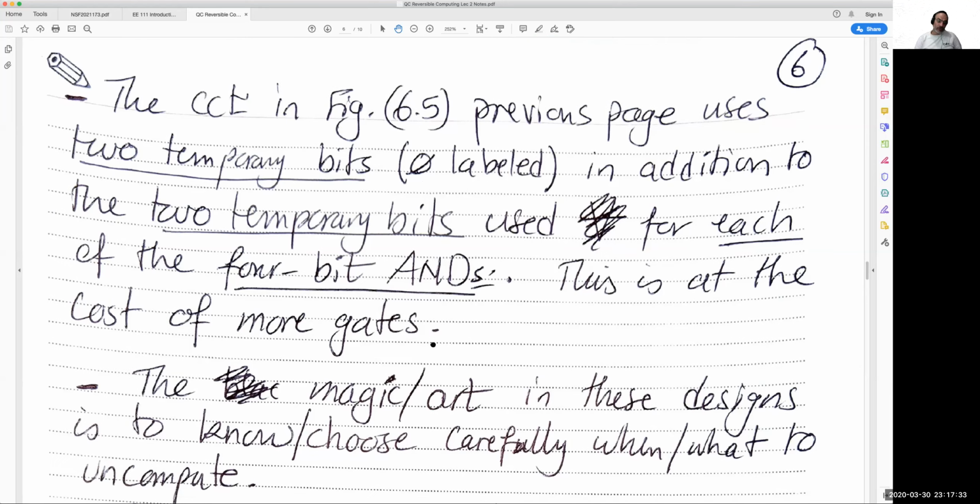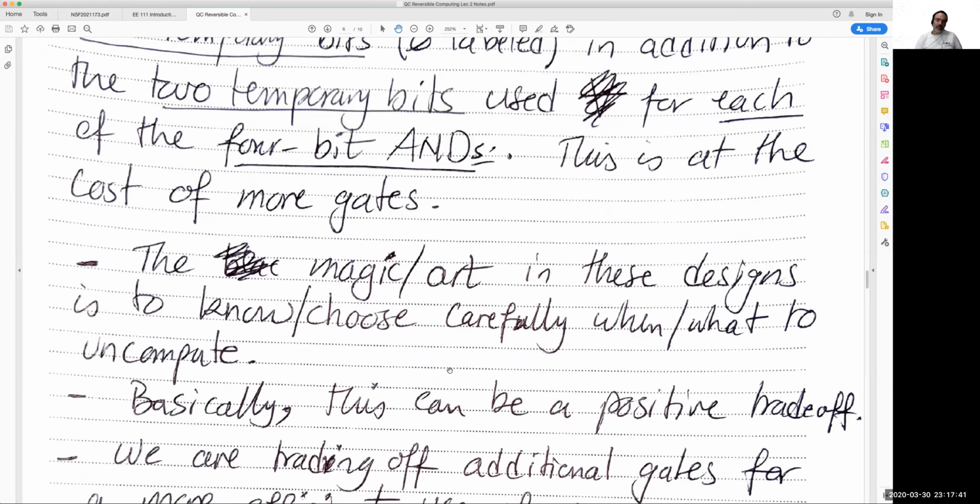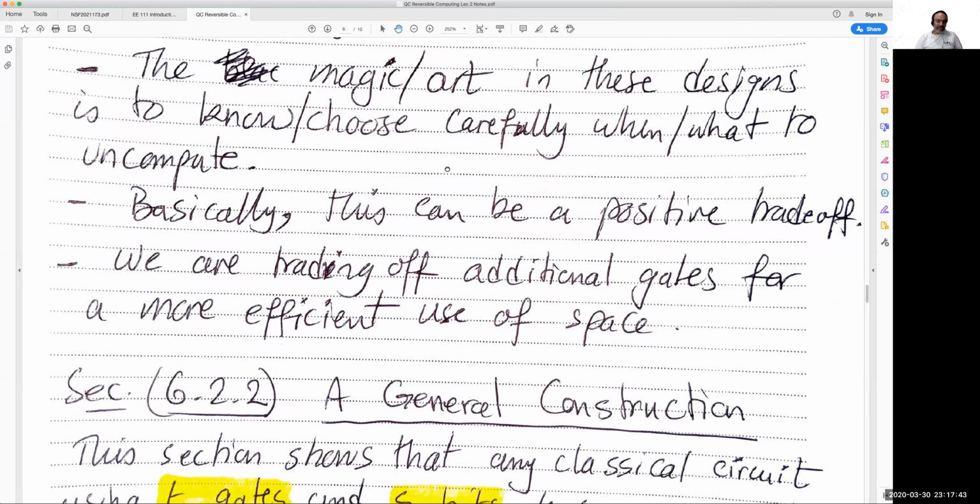This is at the cost of more gates. We recovered the bits, right? But we added more gates. So in reversible computing, the art, or the magic if you will, is that in these designs we need to know or choose carefully when and what to uncompute.